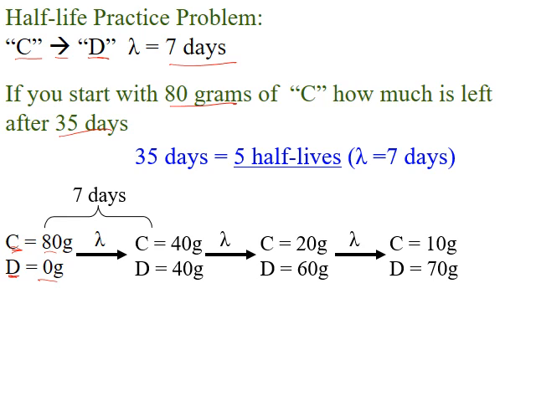So let's check. Where am I in terms of half-lives? How long have I waited? Well, 7 times 3, because there's 1, 2, 3 half-lives. So I've only waited 21 days. I have to continue.